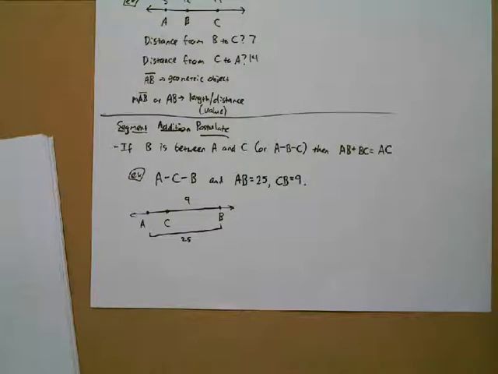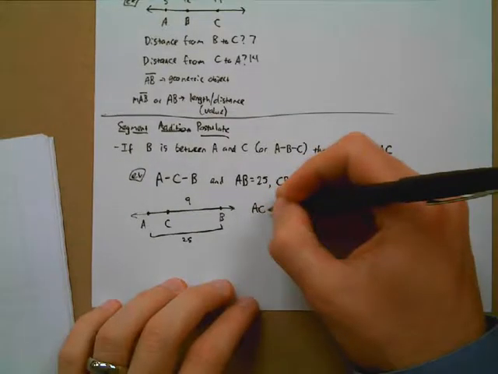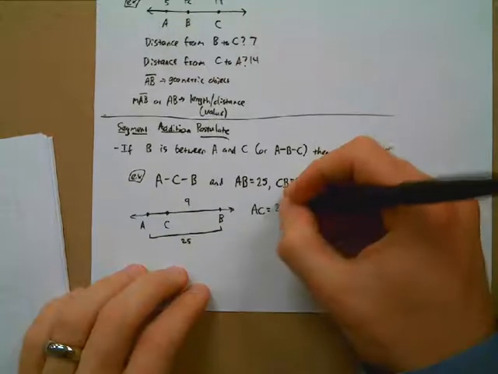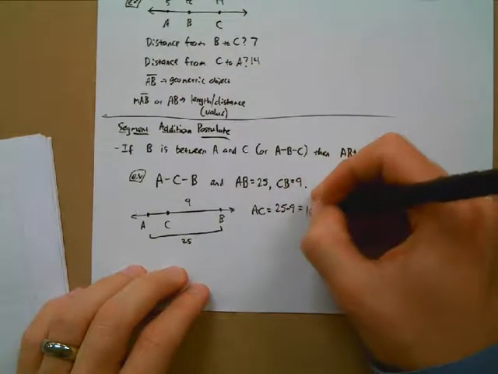We know that AC plus CB is going to equal AB. And so then we just use that. There's the segment addition postulate, and we can put in the information that we know. CB is 9, AB is 25, and AC is what we're trying to find. Okay. What is AC? That's what we're trying to find there. And so you subtract 9 from both sides, and you get 16. Okay. Or you can just see, right? Full length 25, take away 9, you're left with 16.